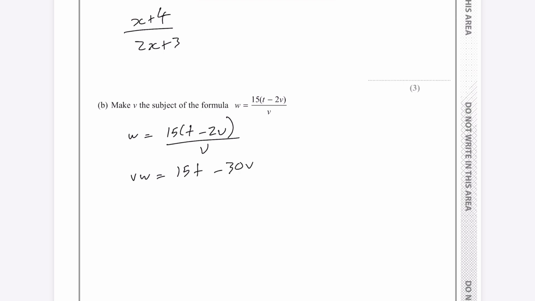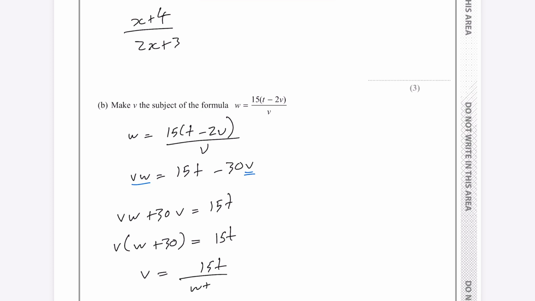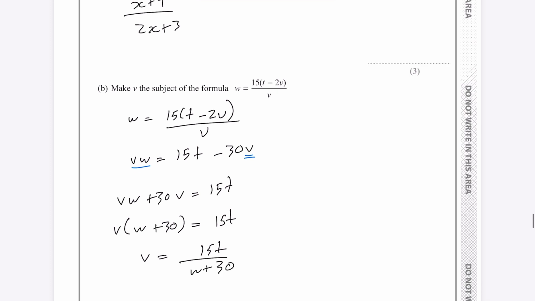Now you want to get the v on its own. So there's a v here and there's a v here. So let's move the v's so they're all on the same side. So that will be vw plus 30v is equal to 15t. Now we want to factor out the v, so we can do that. And finally, we just want to divide each side by w plus 30, so that will become v is equal to 15t over w plus 30.